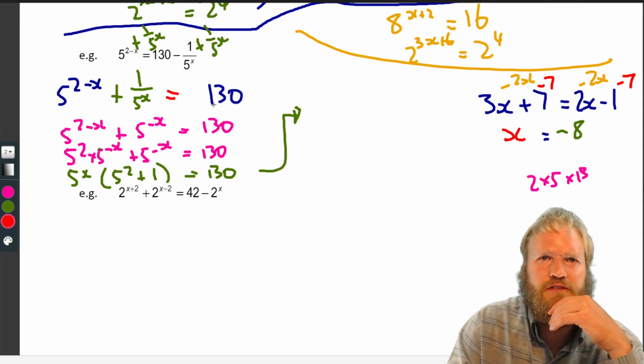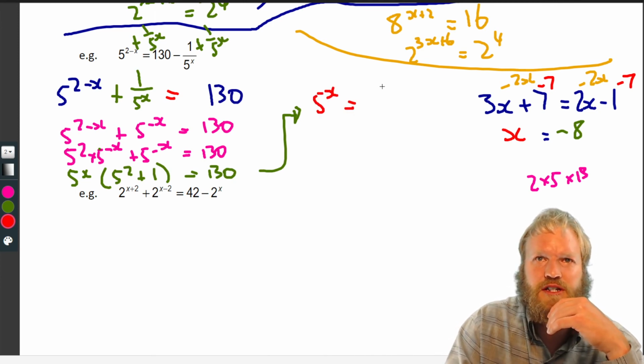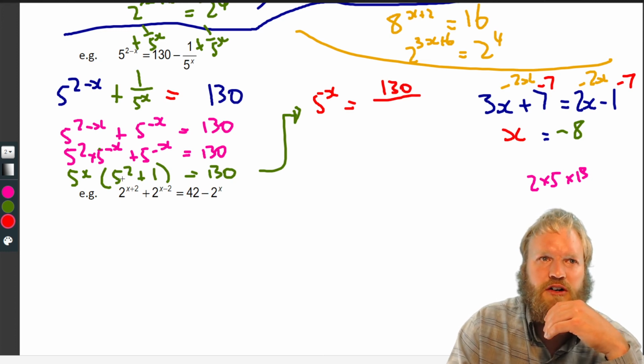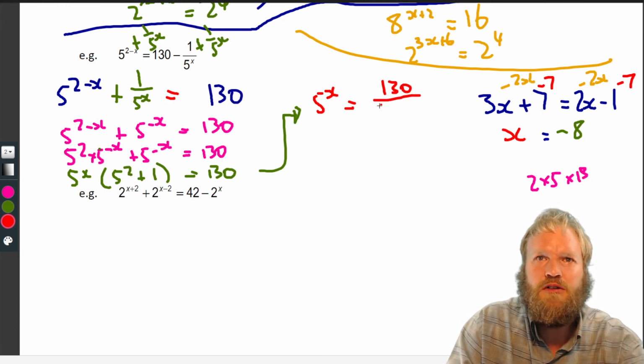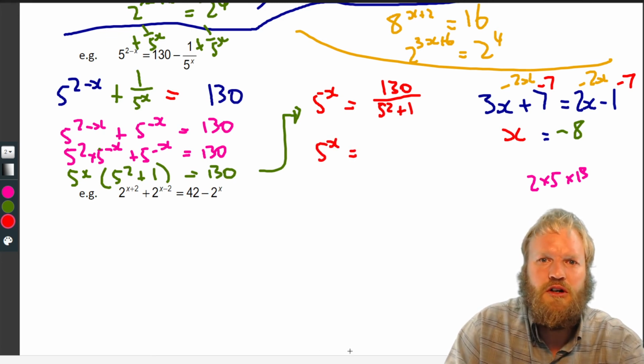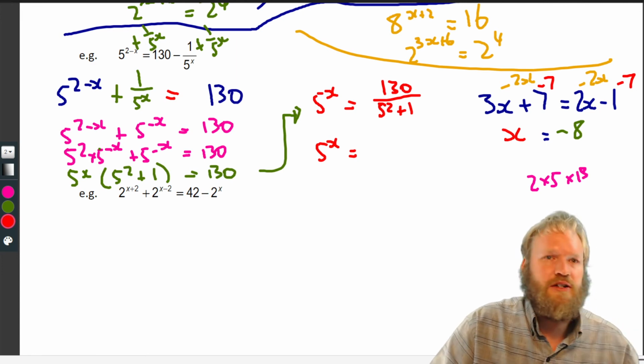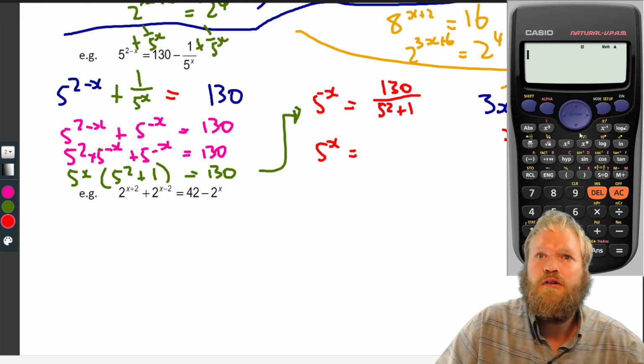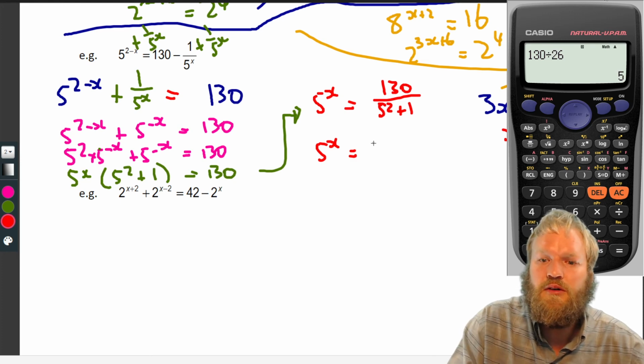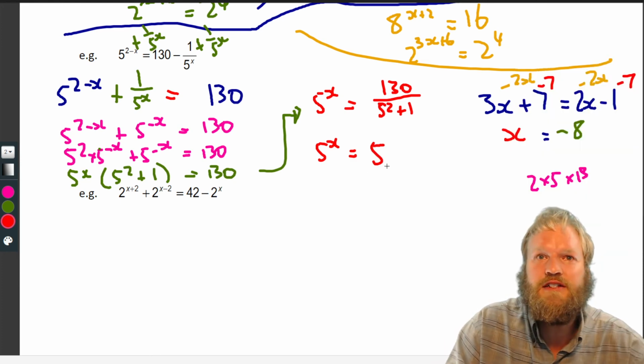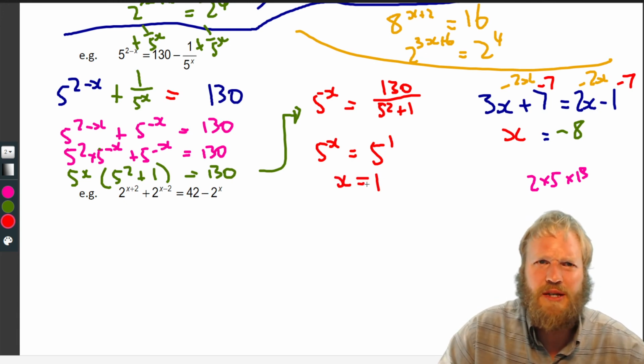From there, what do you think we're going to do? Well, we just want 5 to the minus x on the left-hand side, so we're going to divide 130 by this. Let me show this step: 130 over 5 squared plus 1. Let me write it as 5 squared plus 1 to make it clear. So 5 to the minus x equals 130 divided by 5 squared plus 1. 130 divided by 26 gives us 5. If that's 5, well, that's 5 to the 1, so x equals 1. A bit more work to do on something like that.